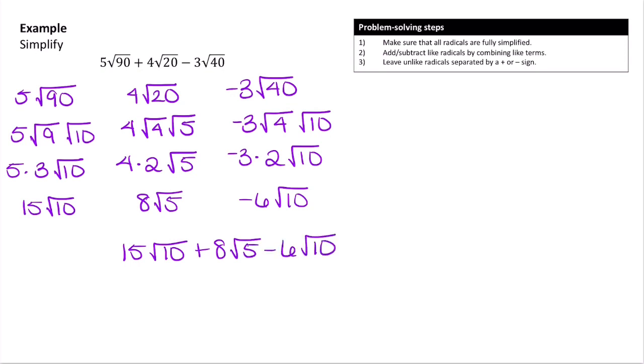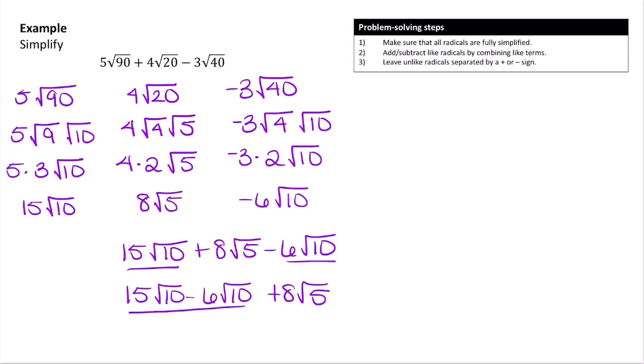So all 3 of these are not like terms, but I can just combine the 2 that are. So I can pull out this 15 square root of 10 and minus 6 square root of 10. And then I'm just going to leave this 8 square root of 5 right here. So when I combine these together, 15 minus 6 will give me 9 times the square root of 10. And then I'm just going to leave that with the plus 8 square root of 5. Okay, so remember those unlike terms you just leave separated with a plus or minus sign.